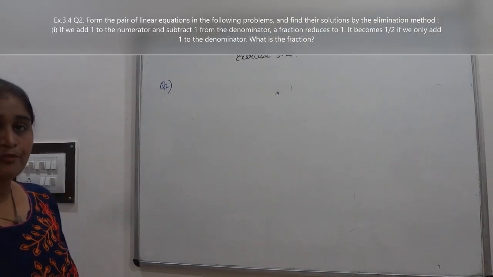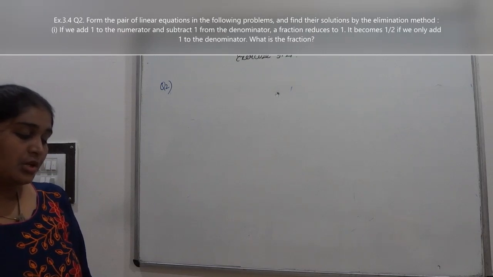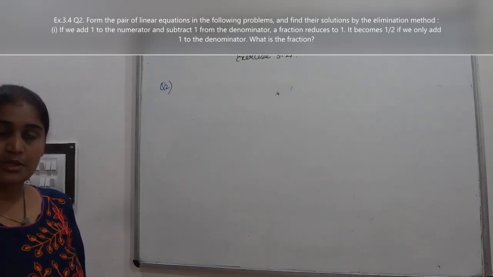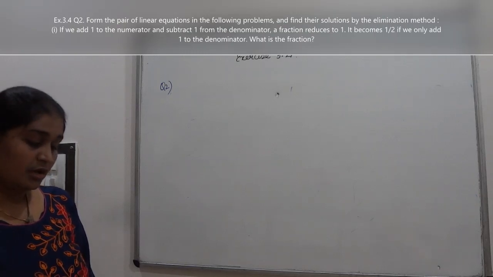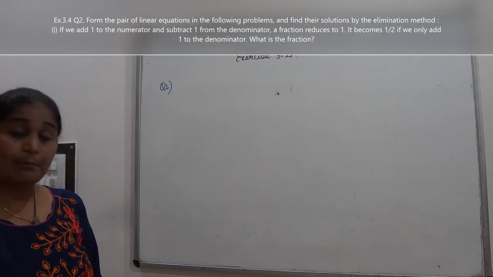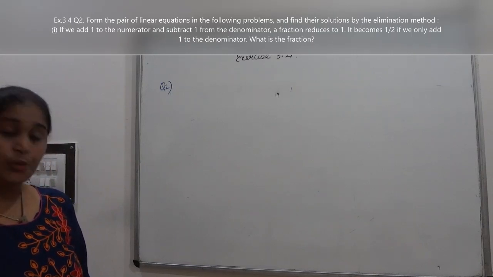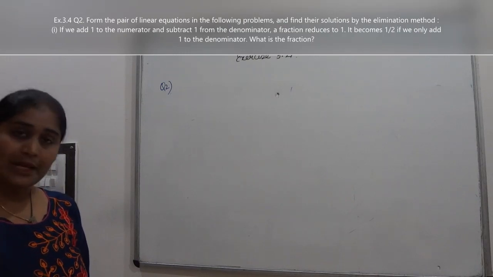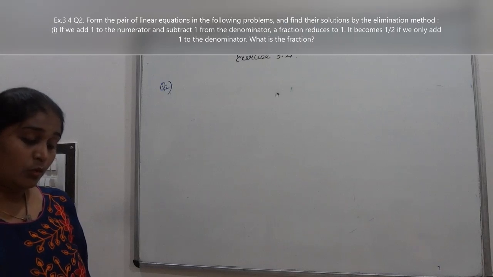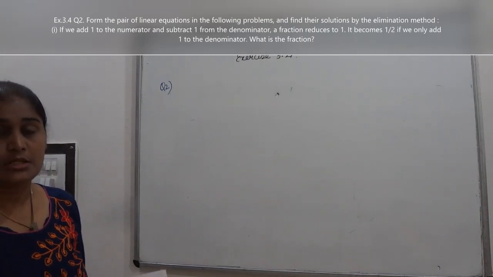Question number 2, first part. Form a pair of linear equations in the following problems and find their solutions by elimination method if it exists. First one, if we add 1 to the numerator and subtract 1 from the denominator, the fraction reduces to 1. If we add only 1 to the denominator, it becomes 1 by 2. Find the fraction.